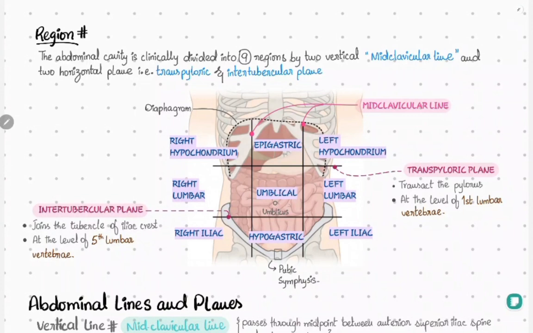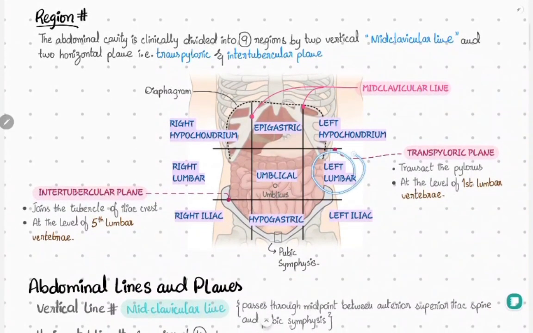Now, for the last time, let's go through the specific viscera that these 9 abdominal regions house. Talking about the left hypochondrium, comprising the spleen, stomach, left kidney, and the left adrenal gland. The right hypochondrium comprises the liver, gallbladder, cystic duct, right kidney, and the right adrenal gland. The epigastric region comprises the liver, stomach, pancreas, and the duodenum.